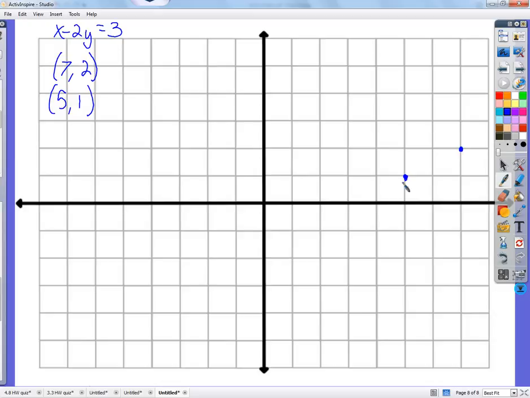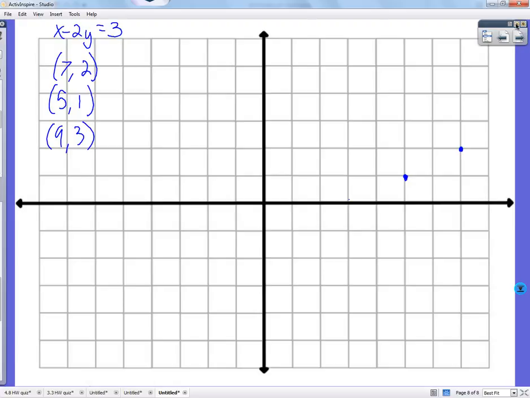Another solution? John? 9 is x and 3 is y. Not bad. 9, 1, 2, 6, 7, 8. I'm going to pull this up. Let's say 9 and 3. Looks like that is a line. Kind of follows that stepping pattern that Sarah noticed earlier.